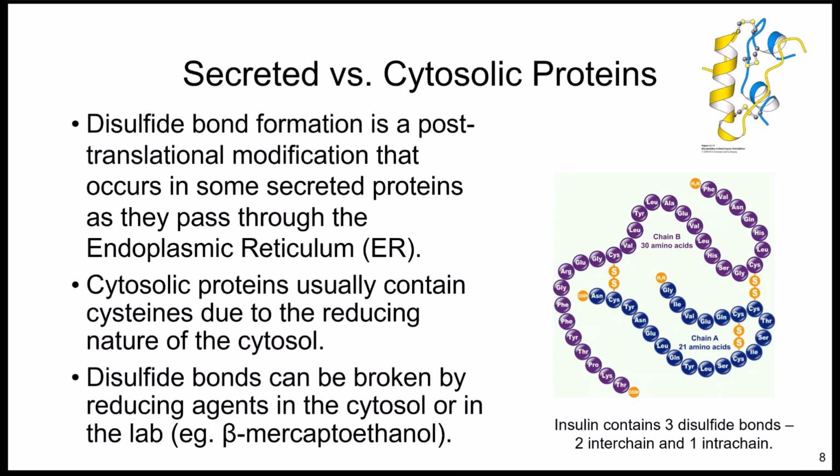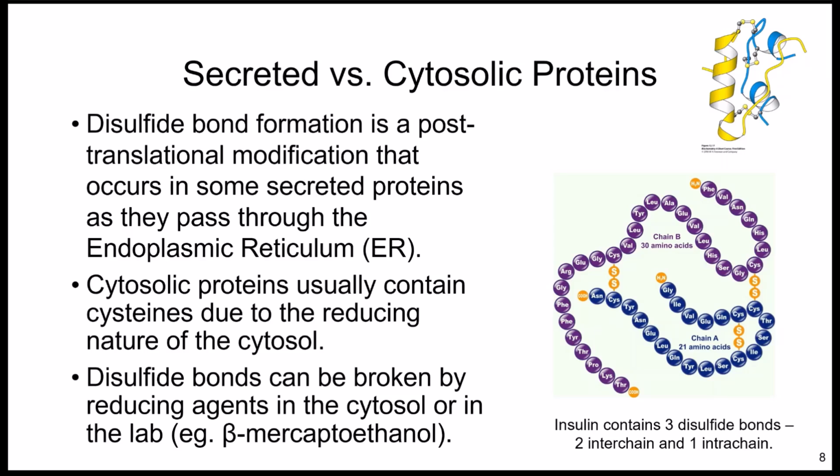Disulfide bonds are really important as they contribute to the structural stability of secreted proteins. Now, these proteins are made in the lumen of the endoplasmic reticulum, and this is where this post-translational modification occurs. They can be found throughout the protein, either buried in the center or on the surface of the protein. So free cysteine residues are usually found in cytosolic proteins just due to the reducing nature of the cytosol.